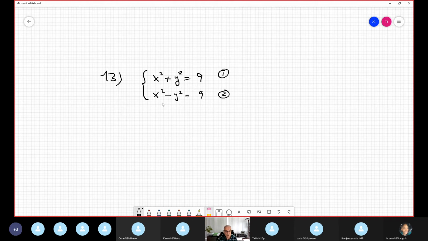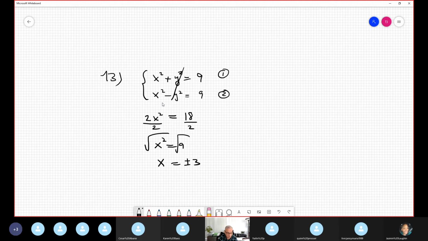Okay, it's easy because it's ready for elimination. So you're adding equation 1 plus equation 2. Look, it's exactly the same with the opposite sign. We have 2x squared, and this cancels out. Equal 18. Divided by 2, and 9. Apply the square root to both sides. x is equal to plus or minus 3.